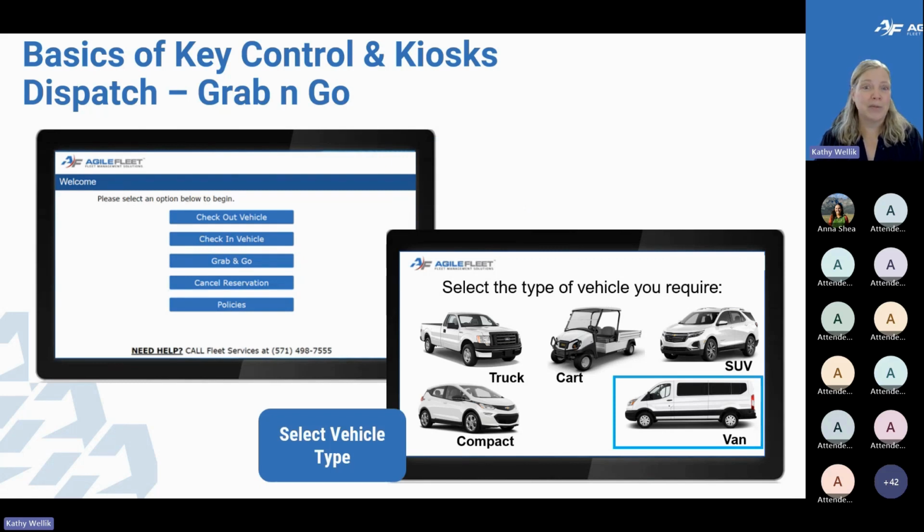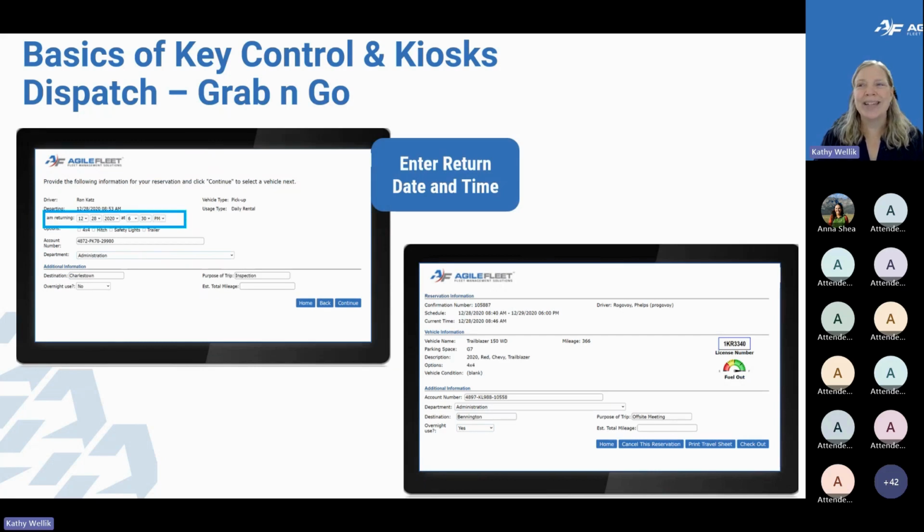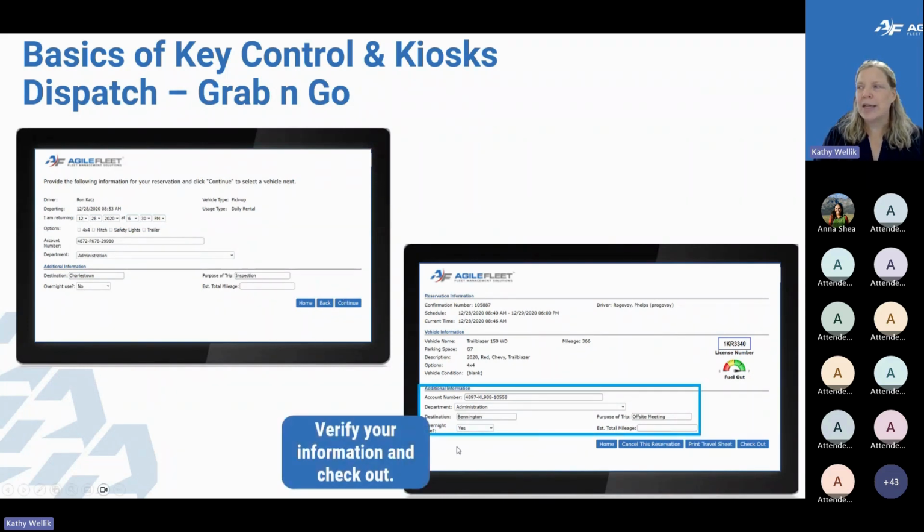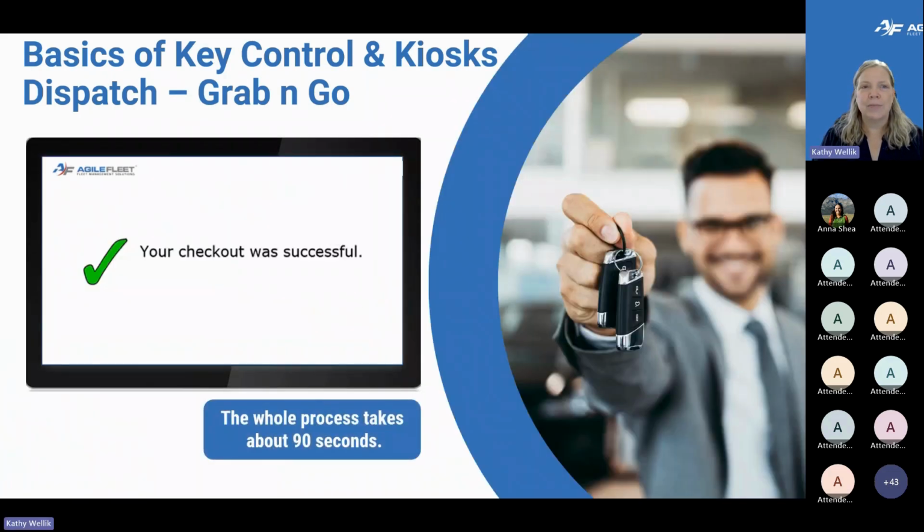In this case, they chose the van. And you can enter the return date and time. It already knows the checkout date and time because it's live and you're taking it right now. And so it's asking you when you're going to return that vehicle. It then can ask you any other additional information. You hit continue, and you add the additional account number or checkout information that's required for your department. And then you, at that point, will go ahead and check out the vehicle. And boom, your checkout was successful, and the whole process only takes about 90 seconds.